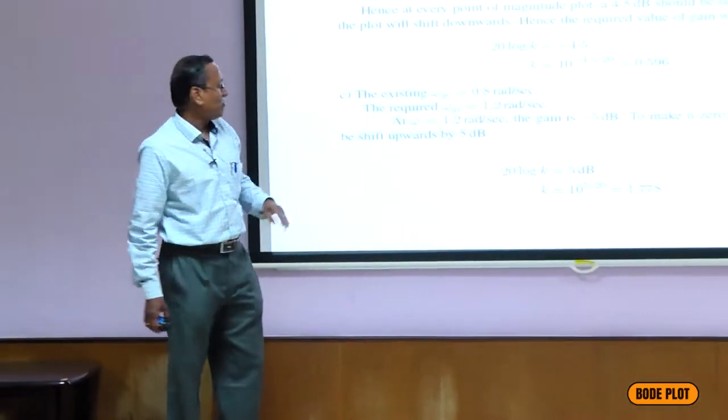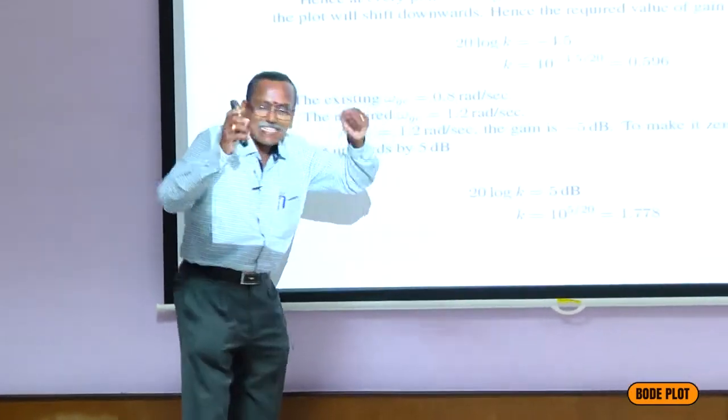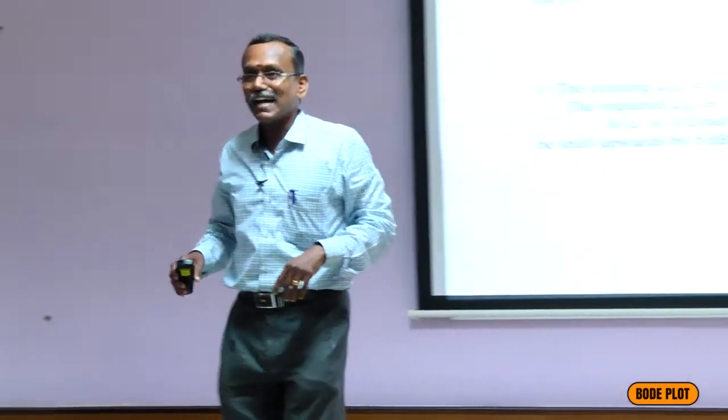Now at 1.2 radians per second, what is the gain I will see? It is minus 5 dB. It must be 0, then it is the gain crossover frequency. How can I make minus 5 dB into 0 dB? It must be plus 5 dB. So 20 log k equal to 5 dB.